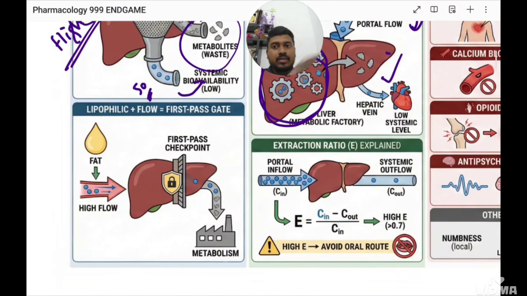Now what happens in the case of lipophilic drugs? Lipophilic means they have an increased tendency to go into the cells.